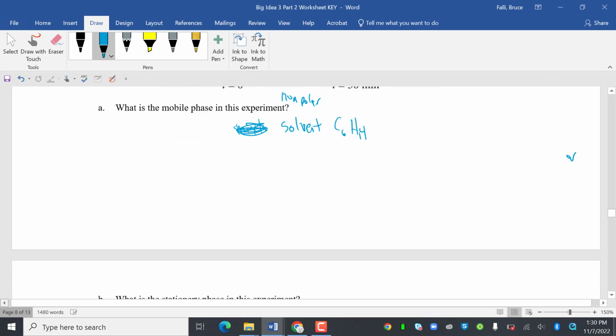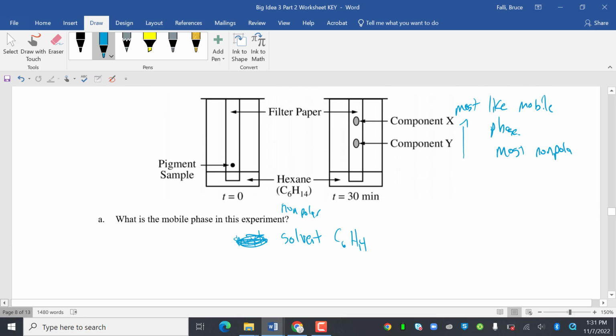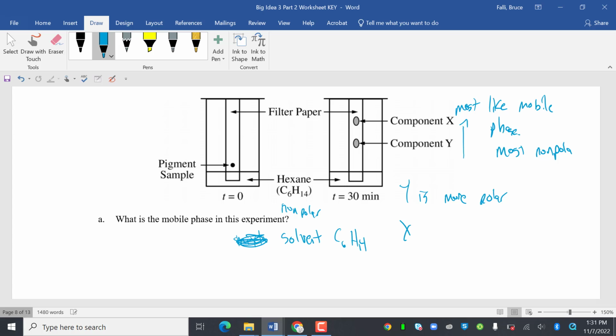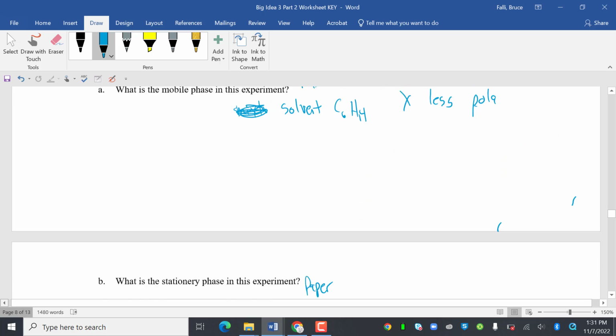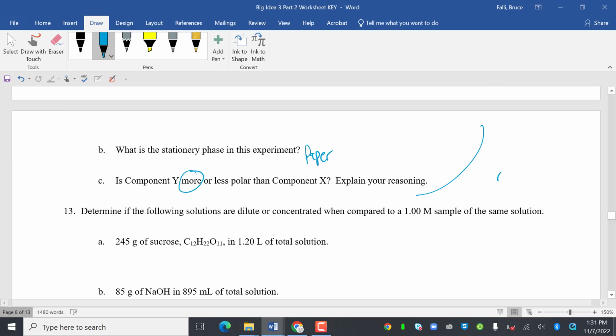So let's see what the question asks again. Is component Y more or less polar than component X? So most like the mobile phase, most nonpolar. So that means that Y is more polar, and X is less polar. And you almost never say something is more nonpolar. So again, Y is more polar, and we just did that up here.